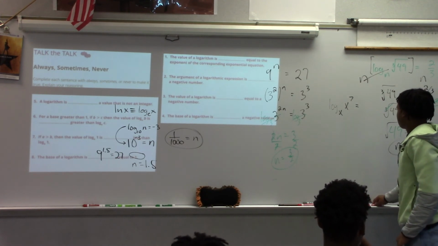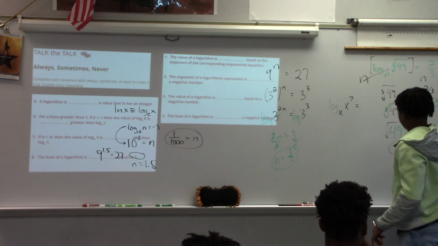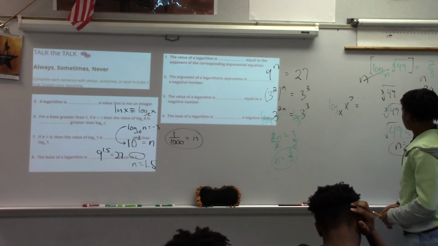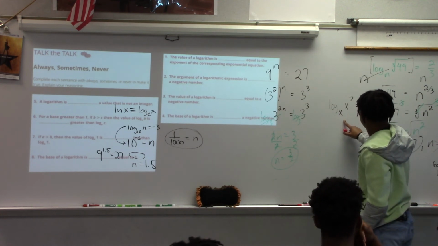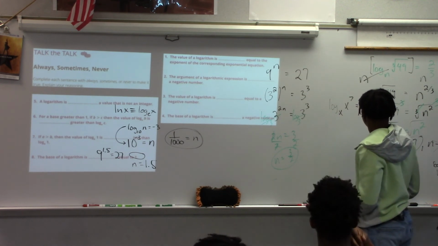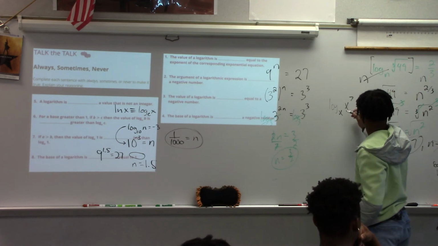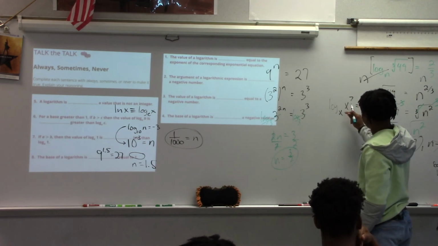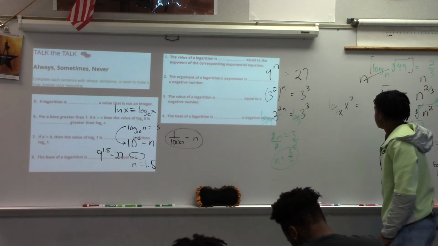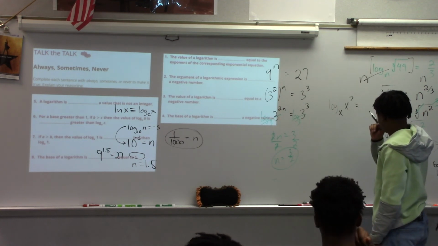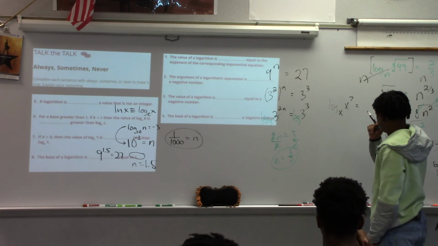Miss Kitty. So, log base x of x to the 7th. We don't know what the log base is, or is it log base 2? Log base x. The base is x. So these are the same. These are equal to each other. They're both x. The base of the logarithm and the base of the exponential are the same. The argument is raised to the 7.